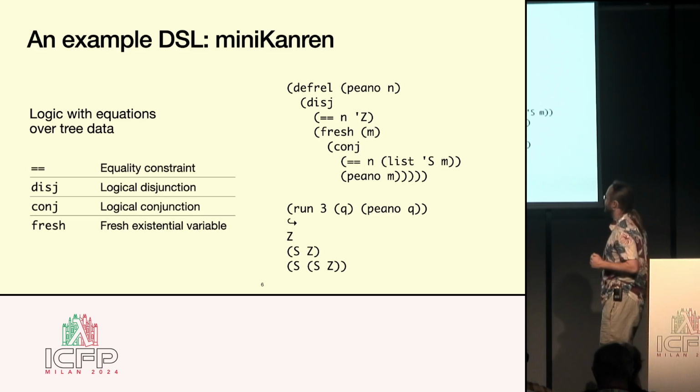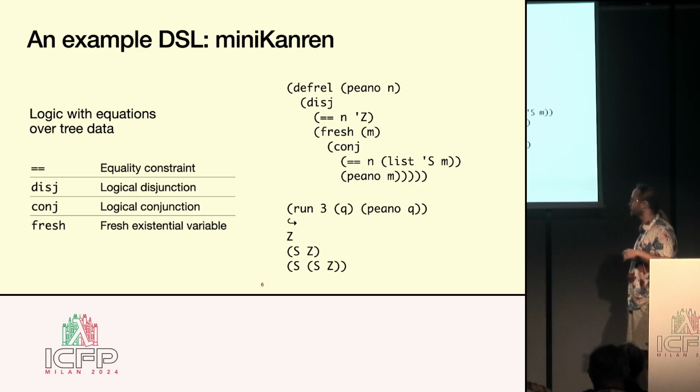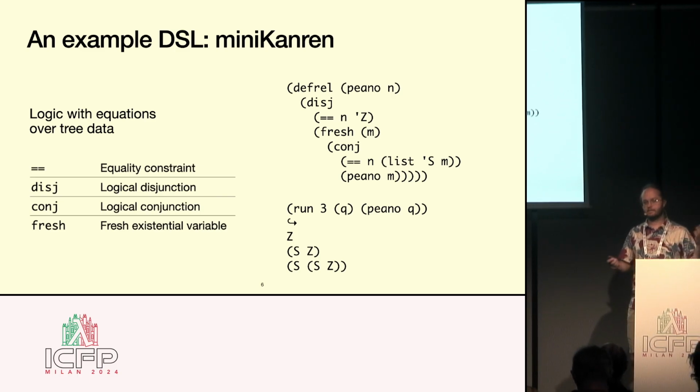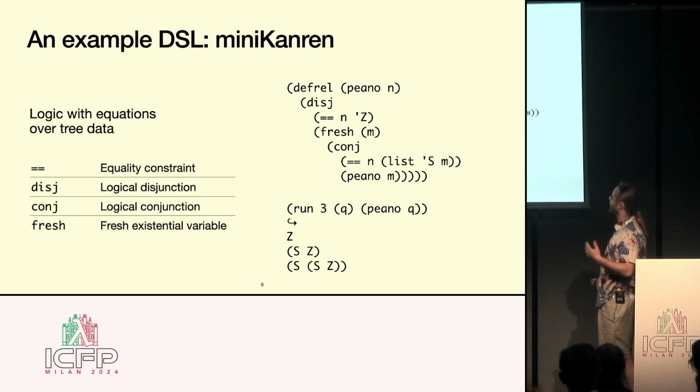The DSL is miniKanren, and it's a very minimal logic programming language. As far as you need to understand today, the essential aspects are that it's logic with equations over tree data, the kind of data that you have in a Lisp, so lists, symbols, forming untyped trees. So we have equality constraints, that's the double equal sign. And then we have some basic logical connectives. So logical disjunction, logical conjunction, existential variable binding, which we call fresh.